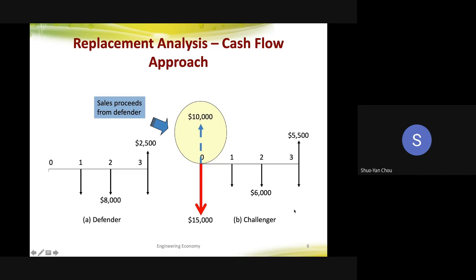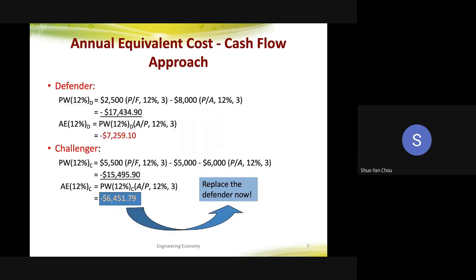I guess even before analysis, we do see some potential. Here is an additional 5,000 that we need to spend. But then we have lower operation and maintenance costs, and in the end we have higher salvage value. So we can do the computation, again using the cash flow approach.